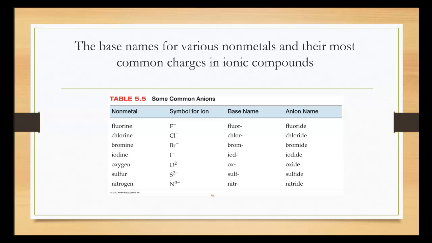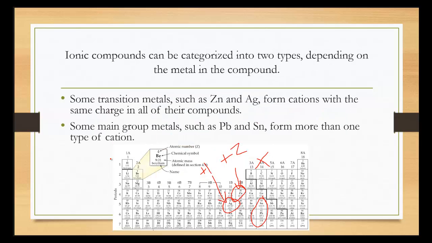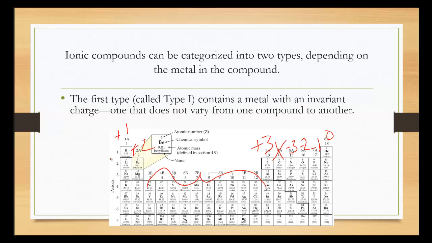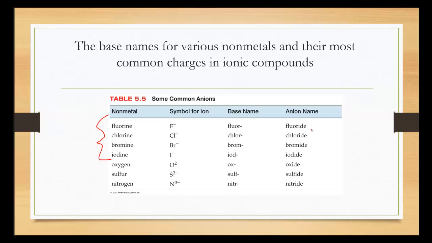The base names for various nonmetals are listed here, and their most common charges in ionic compounds. Notice fluorine, chlorine, bromine, and iodine are all -1. If we go back up here, we stated that this row is -2, where oxygen and sulfur are in the -2 row. Oxygen and sulfur are in the -2, and then nitrogen is -3. It lines up with what we wrote on the periodic table earlier.